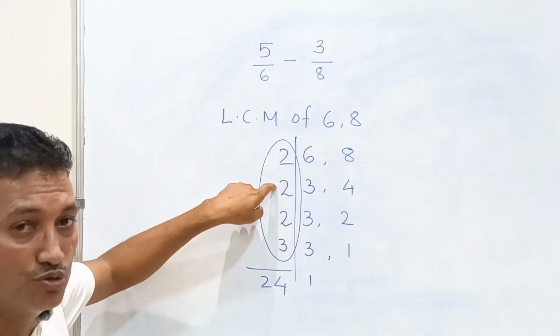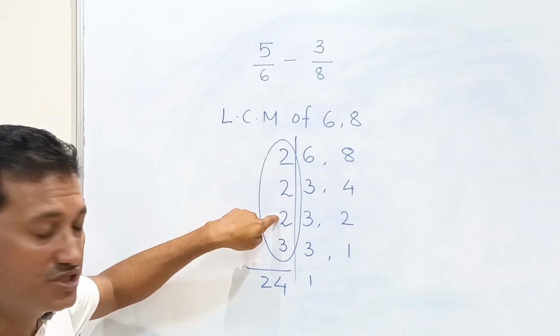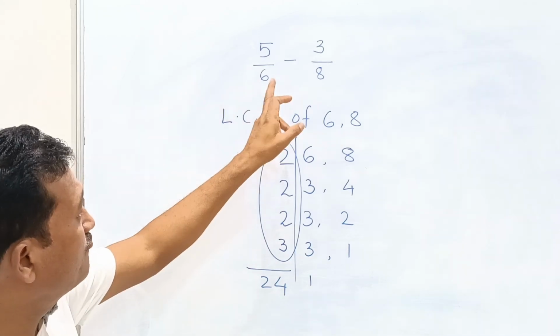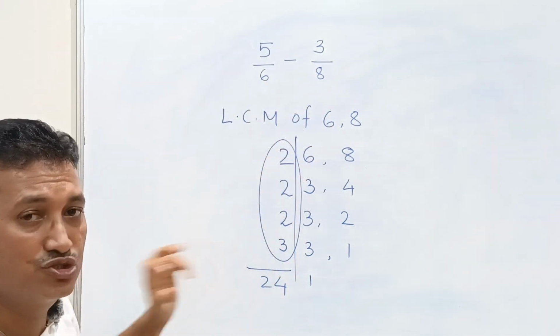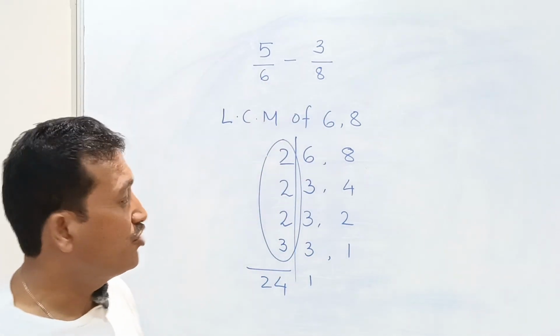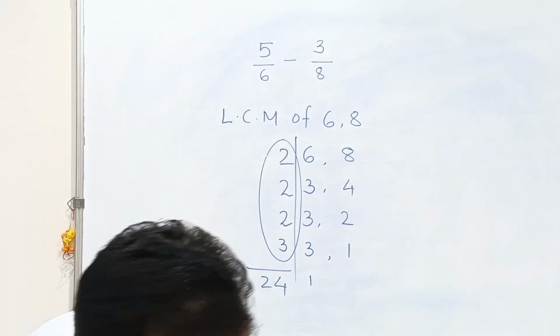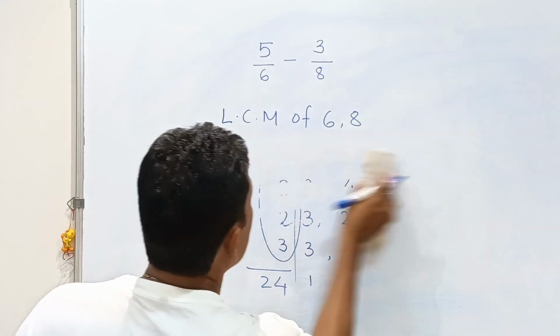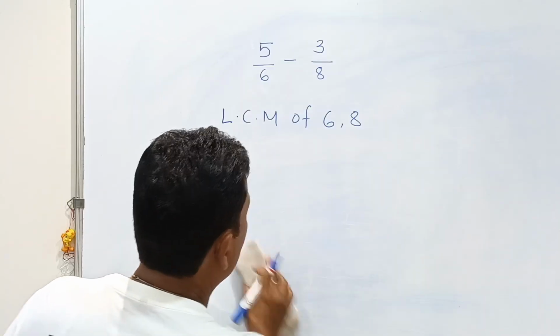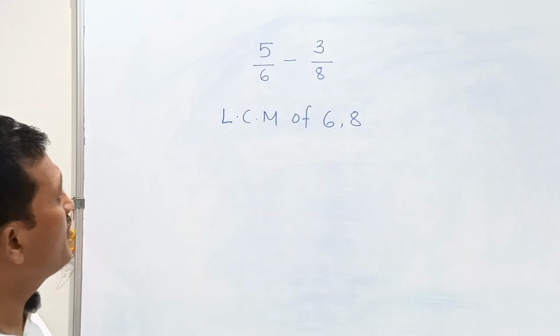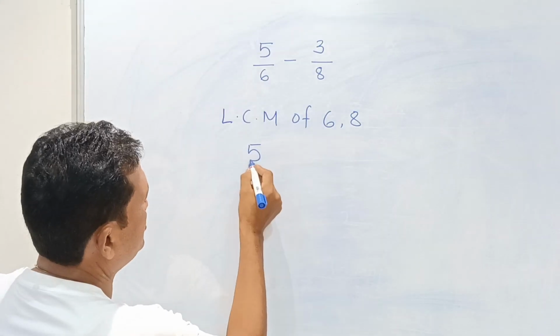2 times 2 is 4. 4 multiplied by 2 is 8. 8 multiplied by 3 is 24. So the LCM of 6 and 8 is 24. So now we are going to make the denominator 24. So now my first fraction is 5 upon 6.